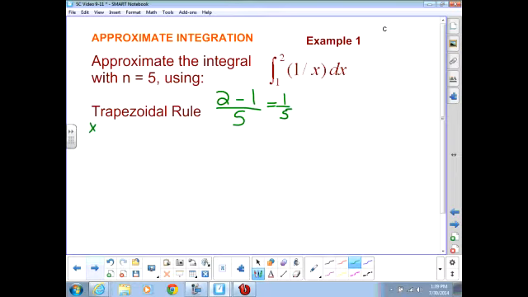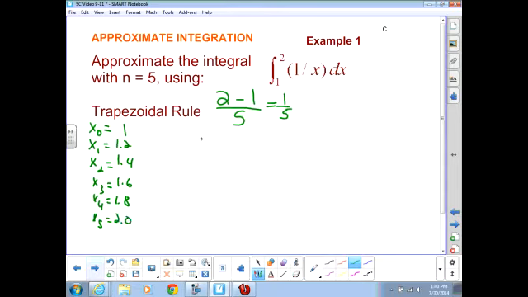So our x0 is going to be 1, that's where we started. For x1 we'll just add our width on, so 1/5 is the same as 0.2, so we'll have 1.2. x2 will be 1.4. x3 will be 1.6. x4 will be 1.8. And x5 will be 2.0.